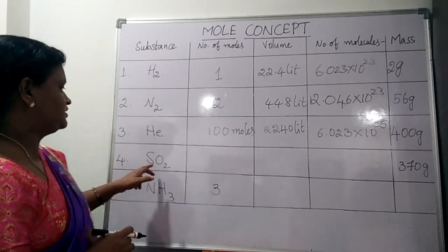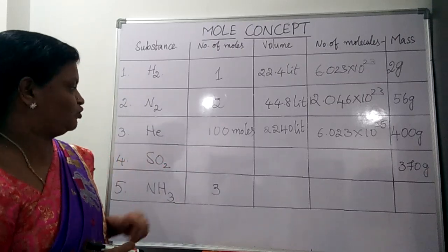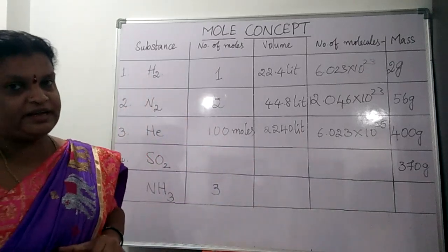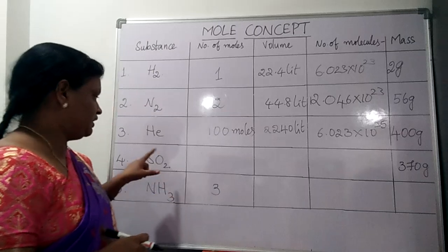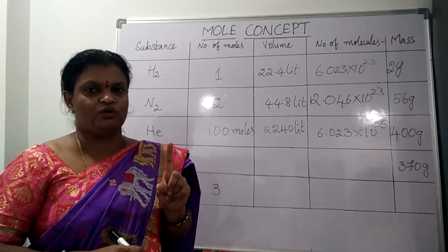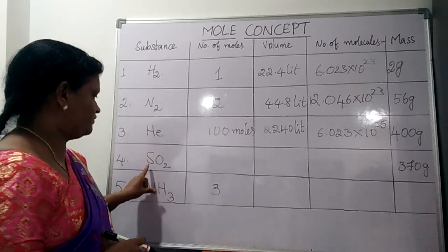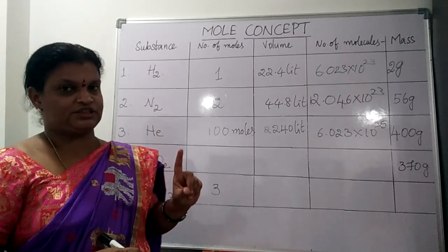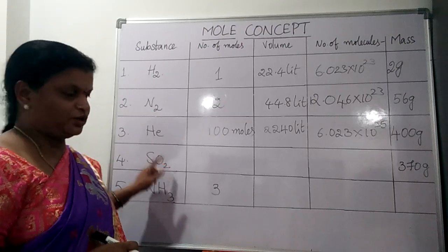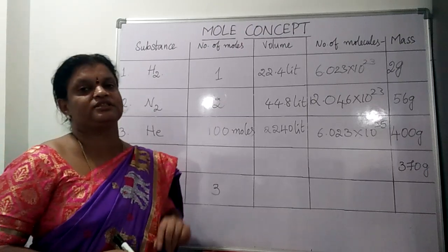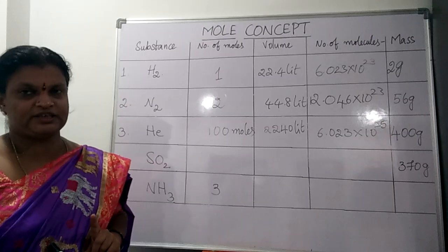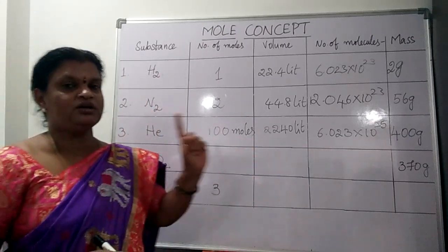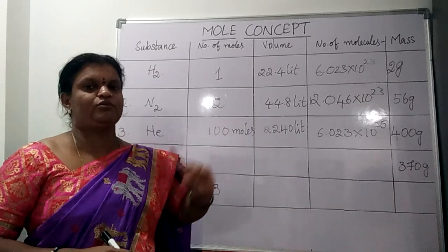Right? Like that. Sulfur dioxide, if you see, number of moles, we don't know. But they have given only one detail about that, 370 grams. So how to find out? If sulfur dioxide is taken only 1 mole, what is the mass? Sulfur 32 atomic mass, oxygen, each oxygen 16, 16 into 2, 32 plus 32, 64 grams is the mass of 1 mole of sulfur dioxide gas. But 370 grams are given.